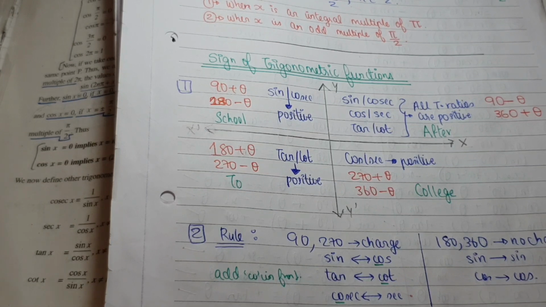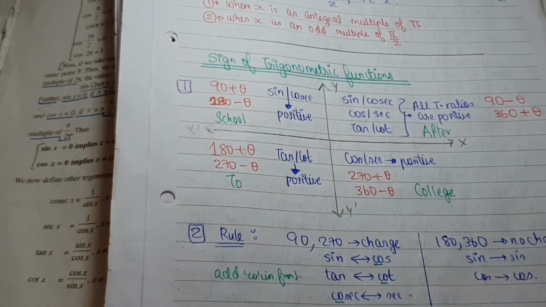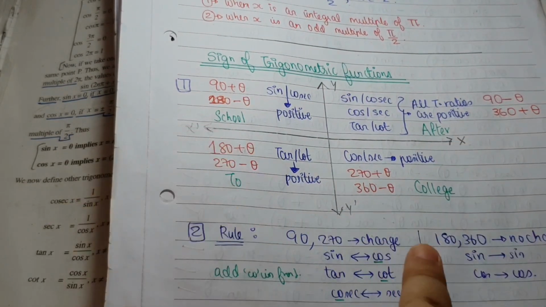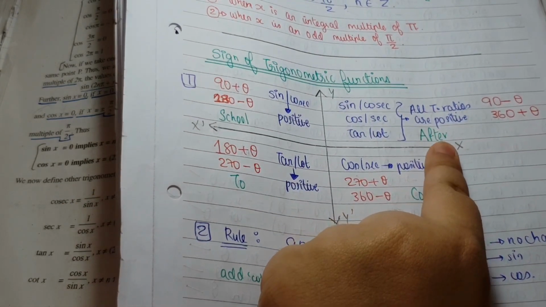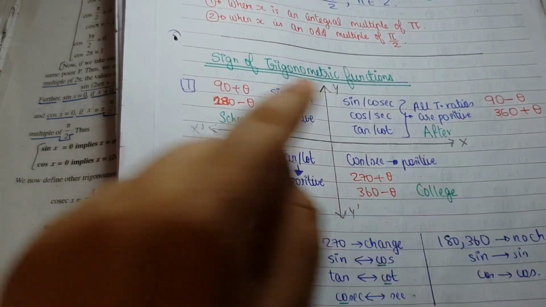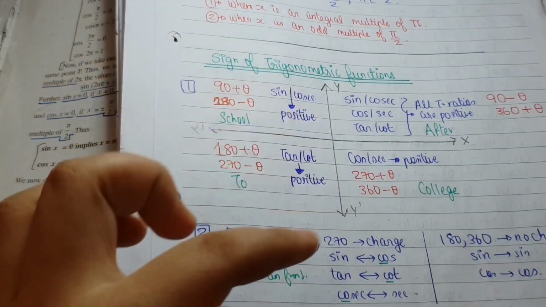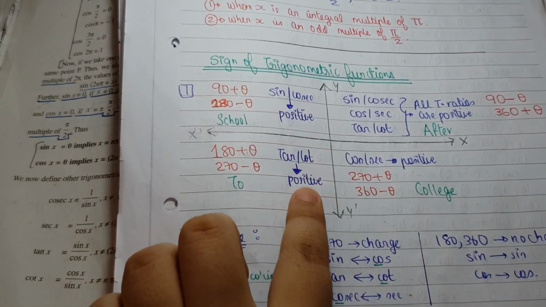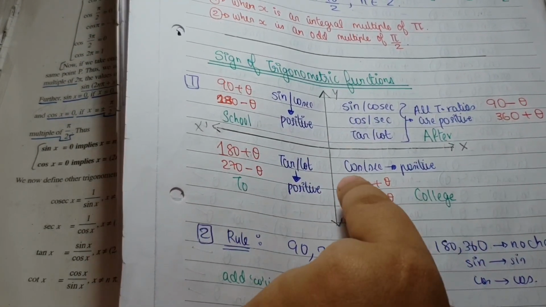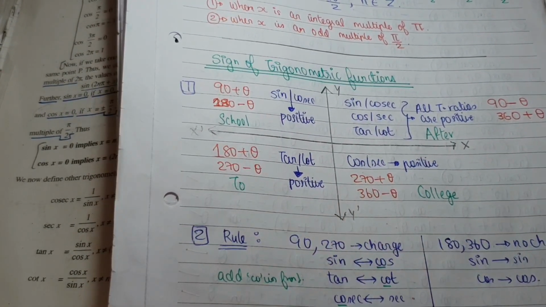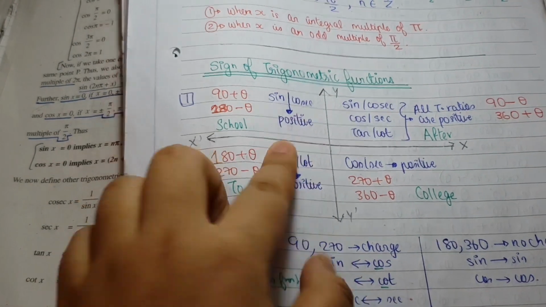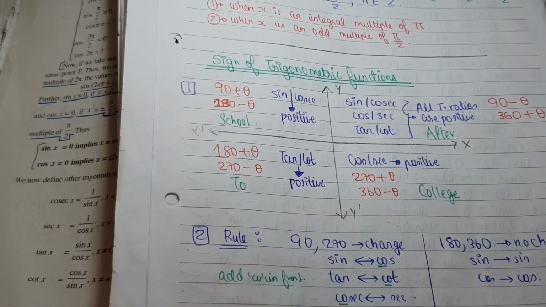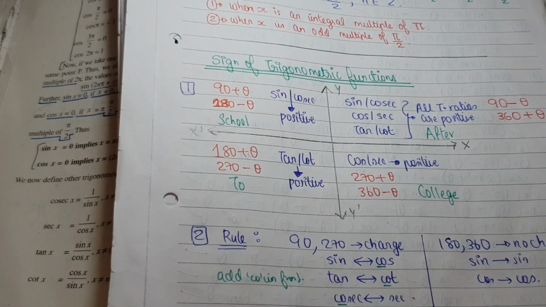Great. Okay, now this you understood, but how to remember them? There's a very short way to remember them. It's called After School To College. After means all trigonometric ratios are positive. School means sine and cosec are positive, its reciprocal being cosec. To means tan and cot are positive, and College means cos and sec are positive. So remember, if sine is positive, its reciprocal, cosec, is also positive, and like that it goes on. Hope you understood this concept so far.